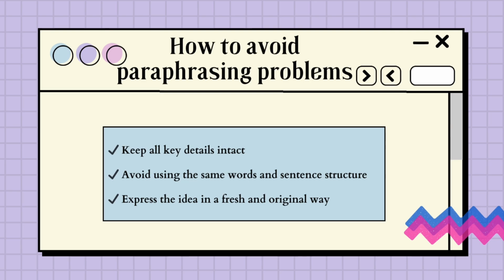2. Avoid using the same words and sentence structure. That means rewrite the sentence completely instead of just replacing words with synonyms. And the last, express the idea in a fresh and original way. That means understand the text and rewrite it in your own words for uniqueness.